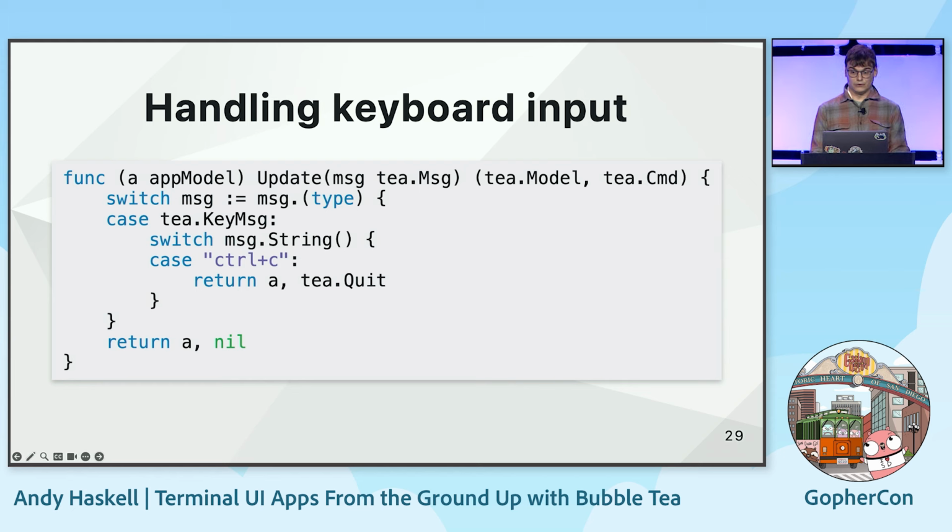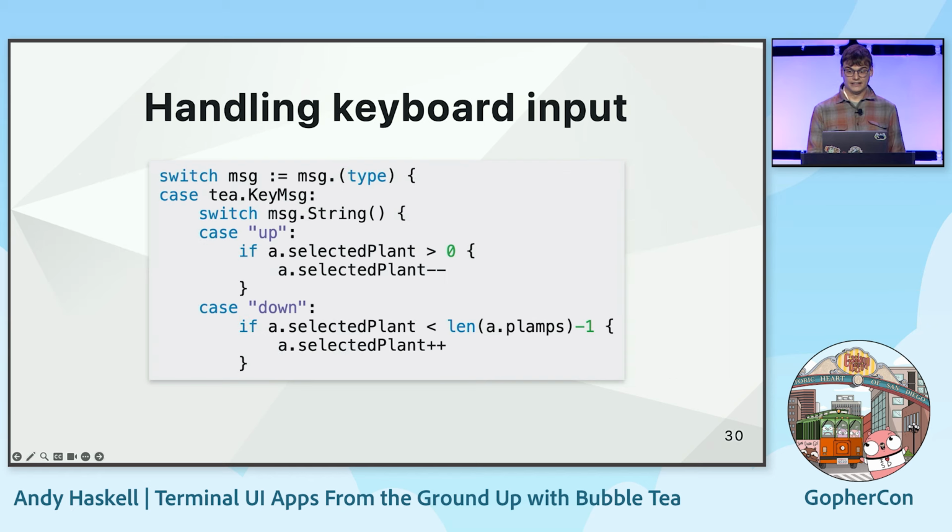So what we need to do, in order to handle the arrow keys, is add new cases for when the message's string representation is either the word up or the word down. If the user presses up, we decrement the selected plant value to move the cursor up one spot. If they press down, then we increment it to move the cursor down one spot.